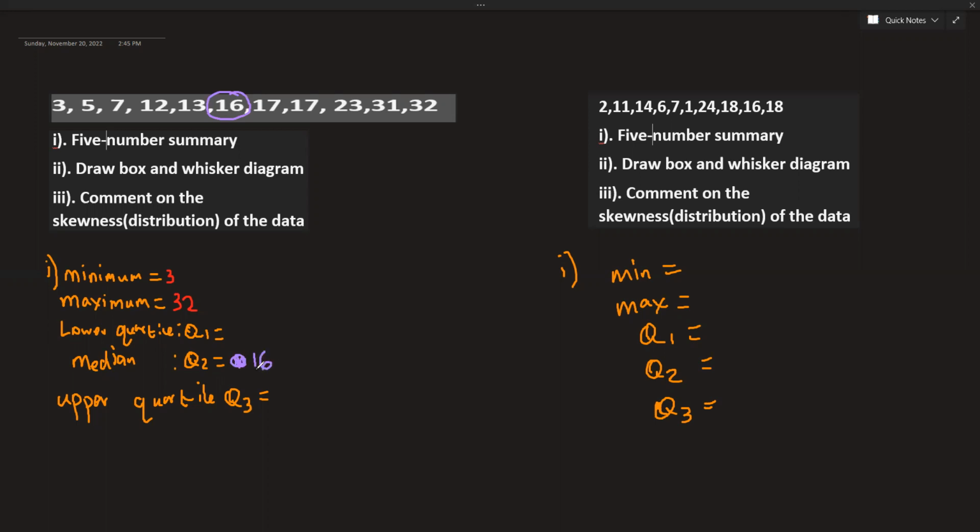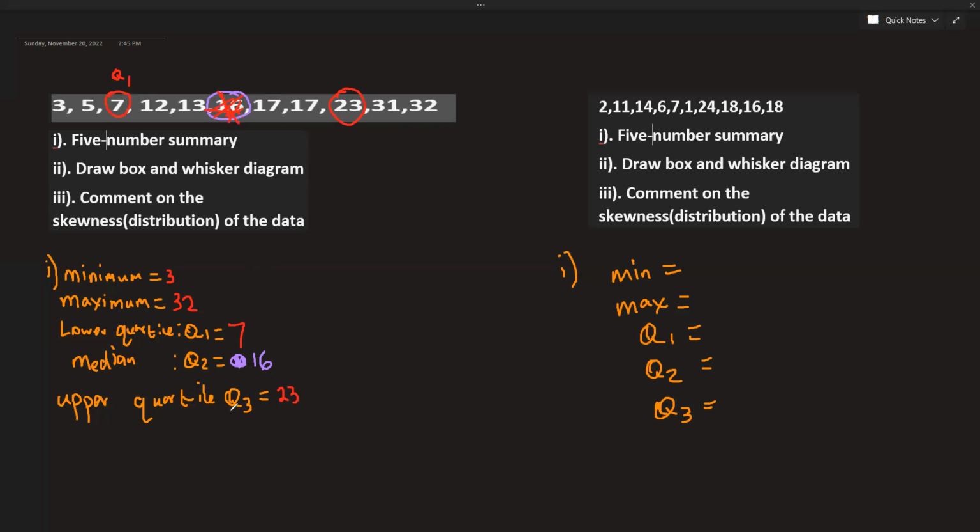Which means my Q2 is 16. After you find Q2, you cancel it. Now your Q1 is the median of the part on the left, excluding the cancelled Q2, which is no longer part of it. I have 5 terms, so the median will be the middle one. So my Q1 is 7. Then my Q3 is the middle of the right part, which is 23. And then I'm done with the 5-number summary.